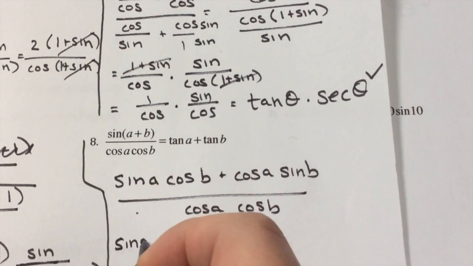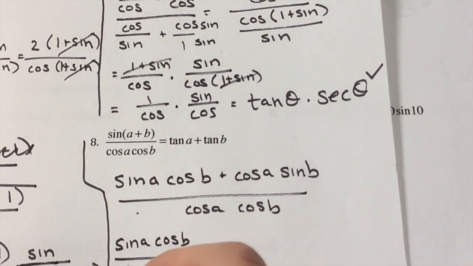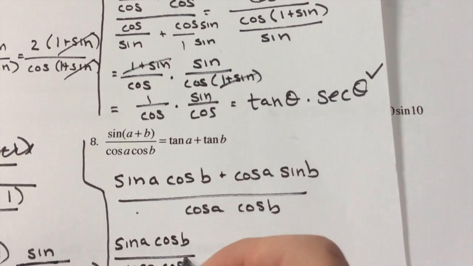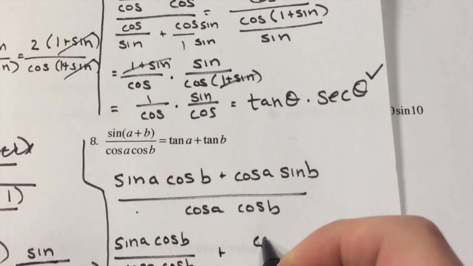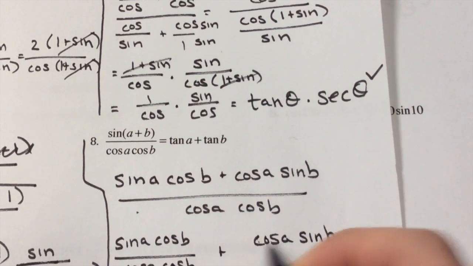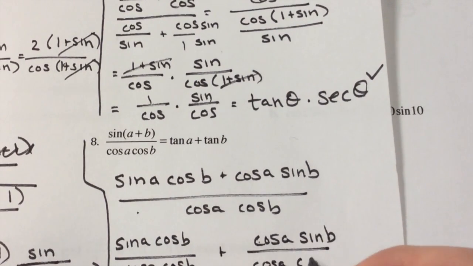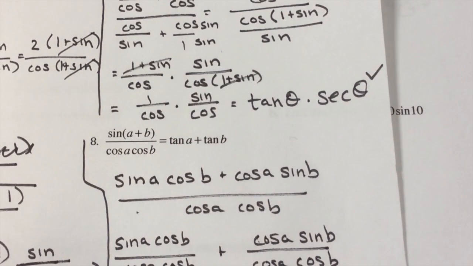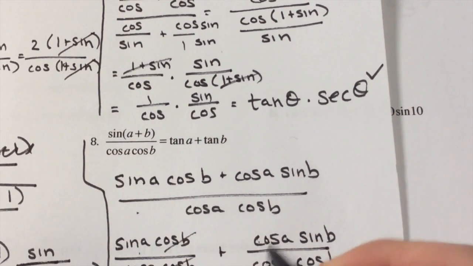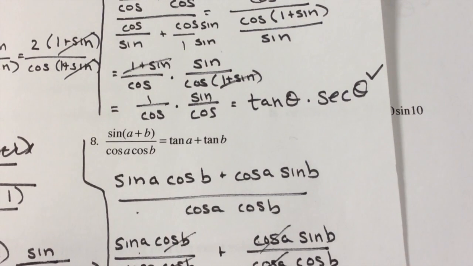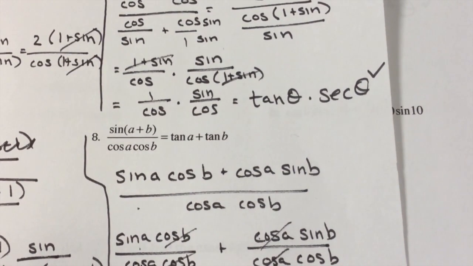So I have sine A cosine B over cosine A cosine B plus cosine A sine B all over cos A cos B. So now we should recognize that the cosine B's cancel, so I have sine A over cosine A, which gives me the tangent of A, plus cosines cancel, sine B over cosine B is tangent B, which is what I want, and I'm done. So that takes care of all of the identities, and now we can move on to double angle, half angle, and sum and product rule.